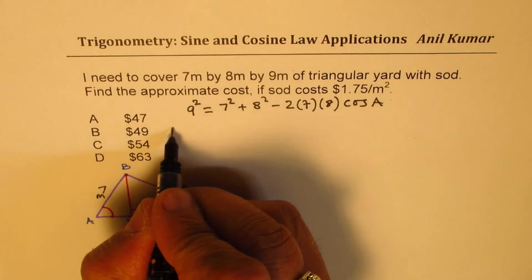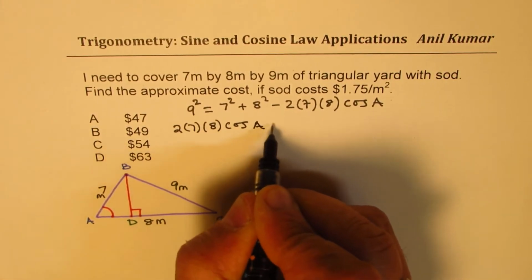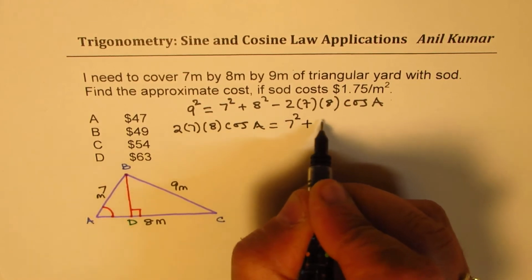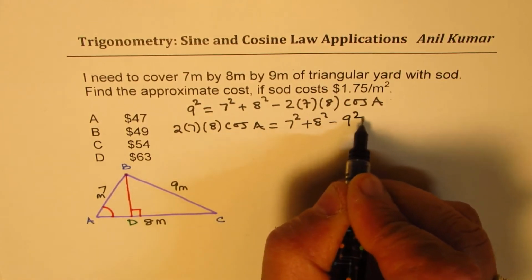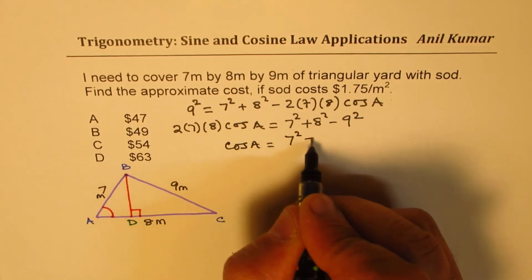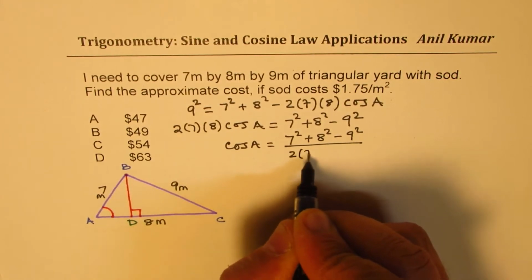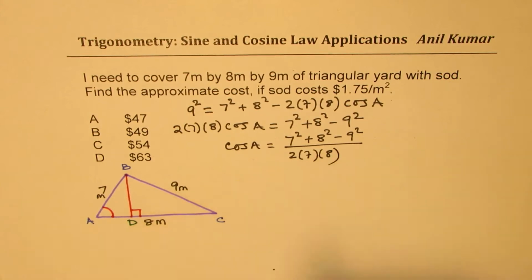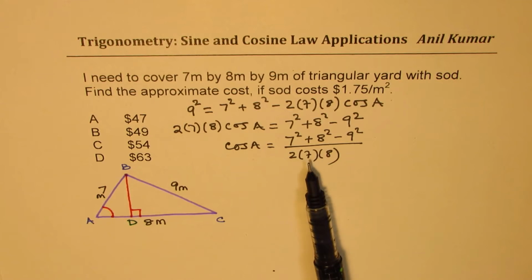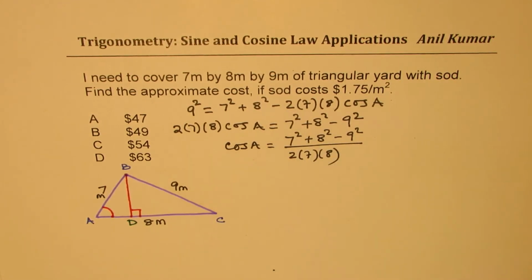So let's rearrange. We get 2 times 7 times 8 times cos of angle A equal to 7 square plus 8 square minus 9 square. And from here we get cos A as 7 square plus 8 square minus 9 square divided by 2 times 7 times 8. That's what we get, right? Now this is also a standard formula which you could use directly. So there was no need to go this way, but I think it helps since some students only work with one formula.